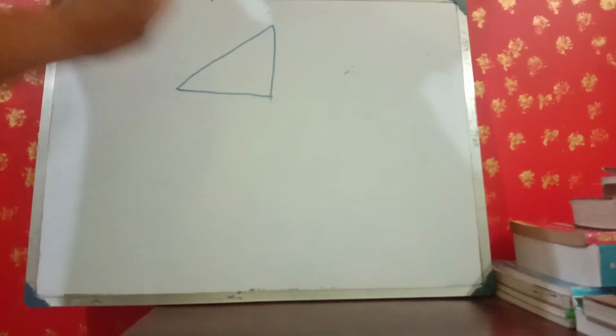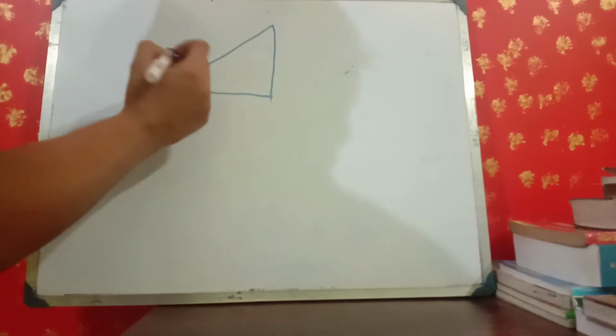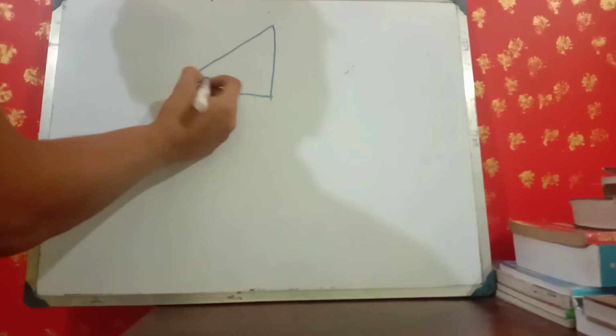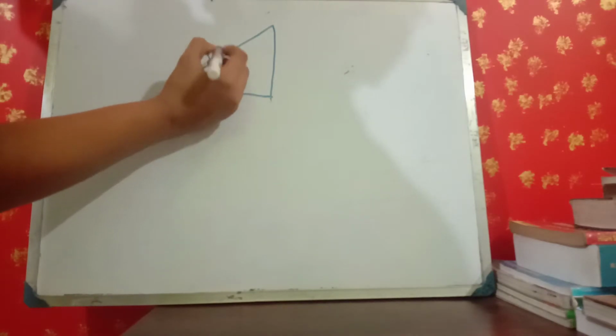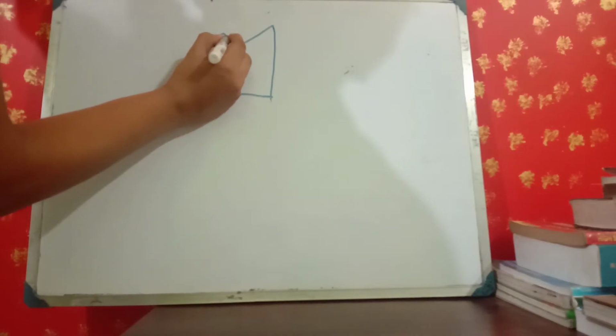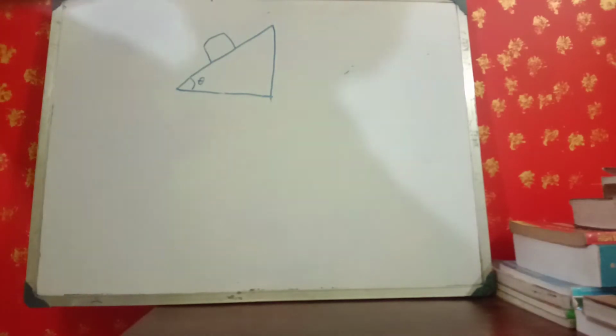Let's suppose that this is an inclined plane. It is inclined at an angle of theta. And then let's suppose that a block of mass m is kept on this plane, like this. It has a mass m.